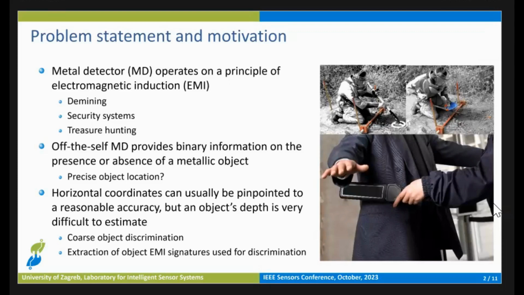Why is this important? For example, in demining, object depth would be very important in terms of coarse object discrimination. For example, anti-tank landmines are buried deeper than anti-personnel landmines, and it can also help with extraction of electromagnetic features, which can then be used for discrimination purposes.